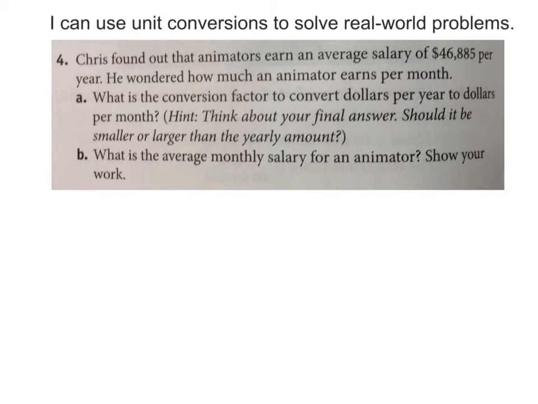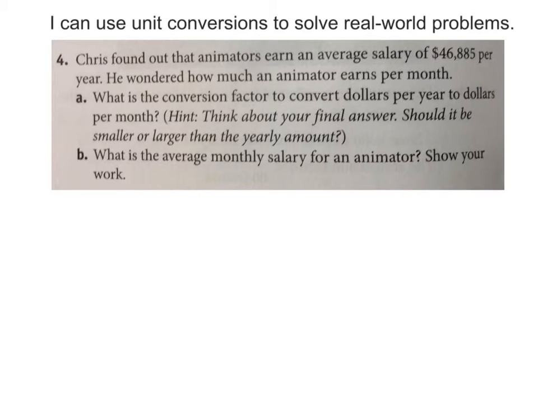Okay, so as you can see here, I took a problem straight from your Springboard homework. This is actually one on page 226 in the lesson practice for 18-1. In this problem, Chris found out that animators earn an average salary of $46,885 per year. He wondered how much an animator earns per month. This is broken down because they're still trying to help us make sure we can convert these into two different sections, A and B. So for A, what it's asking us to do is figure out what conversion factor we're going to use to convert dollars per year to dollars per month.